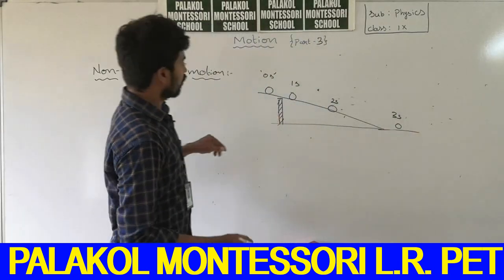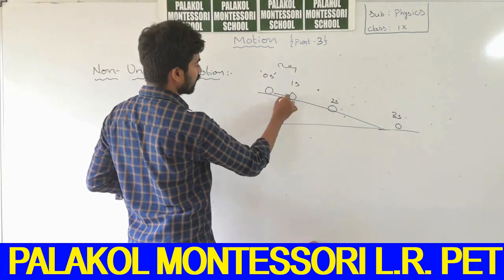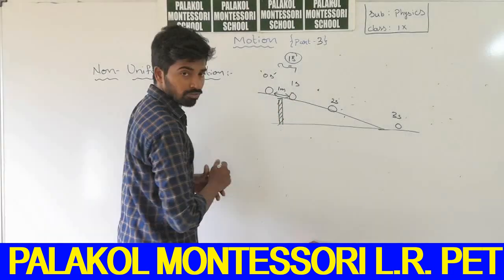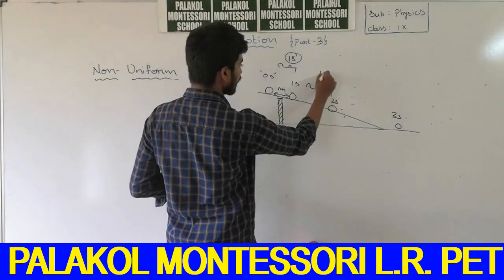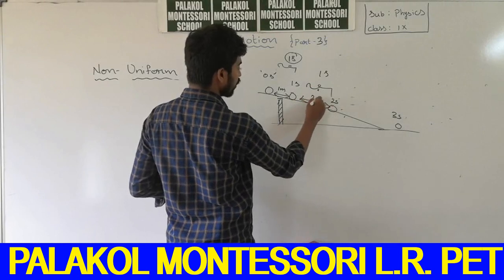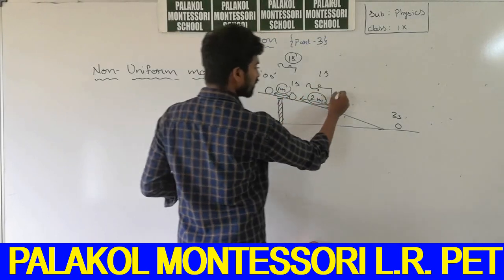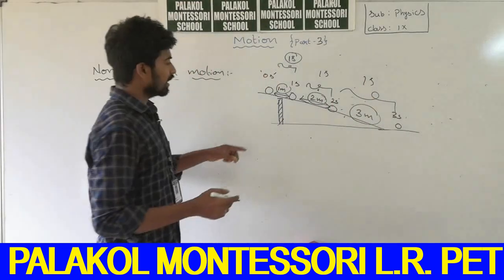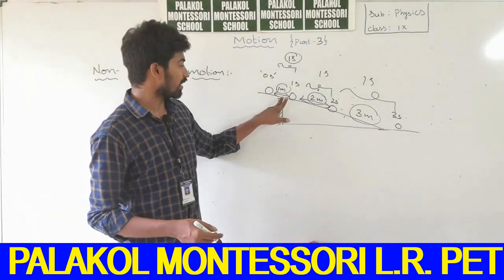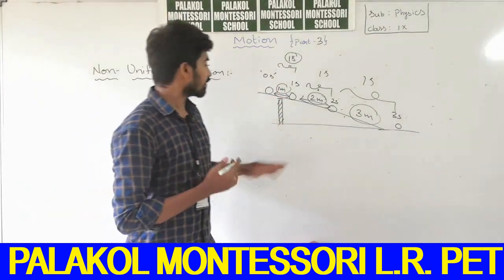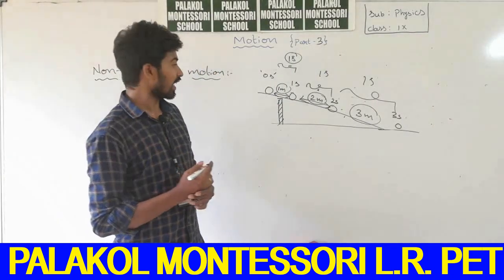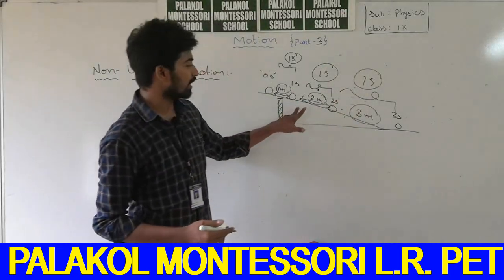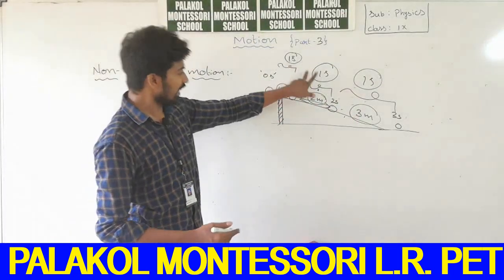So, in the first 1 second, the distance travelled is, let us take it as, 1 meter. In the next 1 second, it covers a distance of 2 meters. In the next 1 second, it covers a distance of 3 meters. So, what was happening here? The object is covering unequal distances in equal intervals of time.